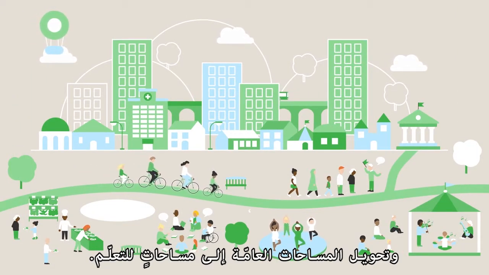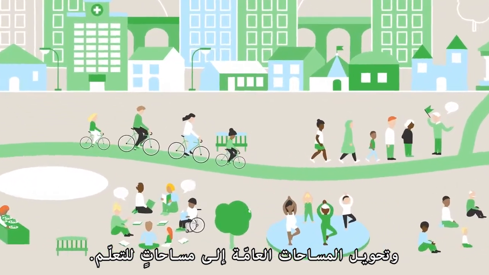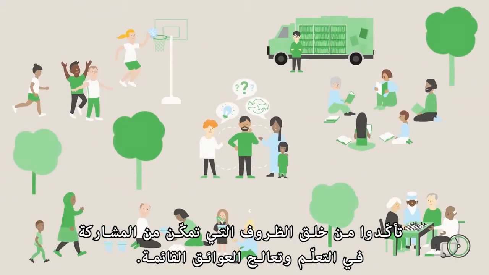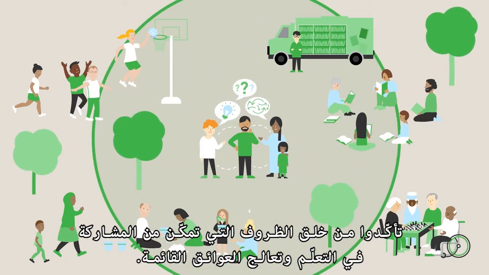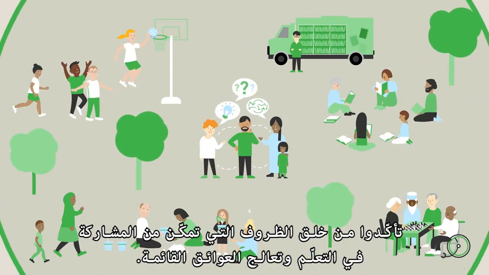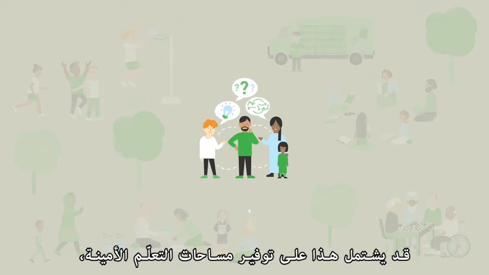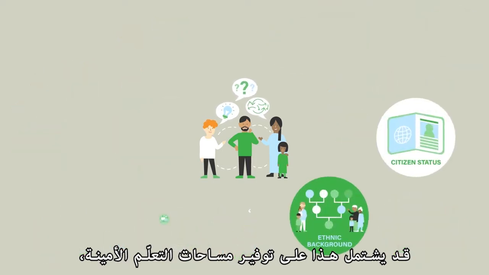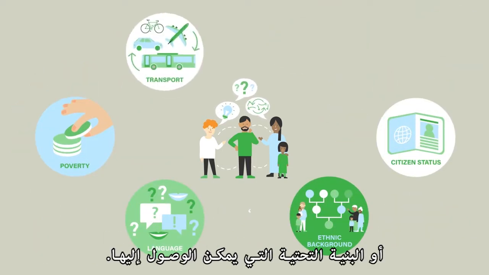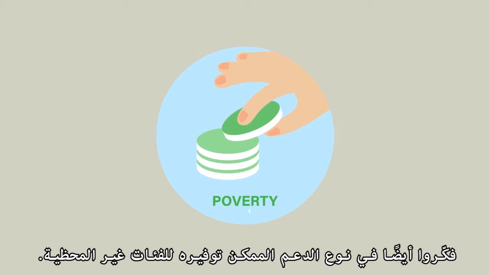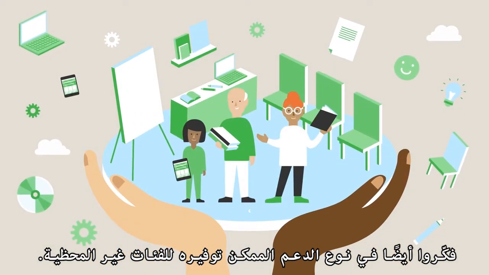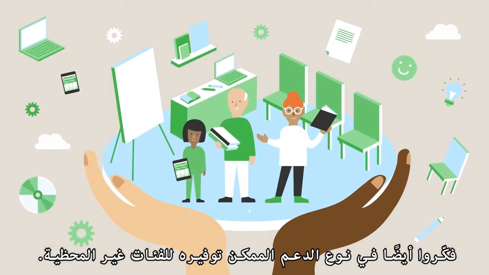Enhancing access also means promoting a vibrant culture of learning throughout life, celebrating learning as part of public life, and transforming public spaces into learning spaces. Ensure you create conditions that enable participation in learning and address existing barriers. This may include providing secure learning spaces, transport, or accessible infrastructure. As poverty might be a barrier to some, think about what support you can provide to disadvantaged groups.